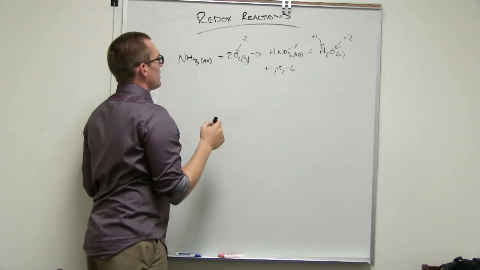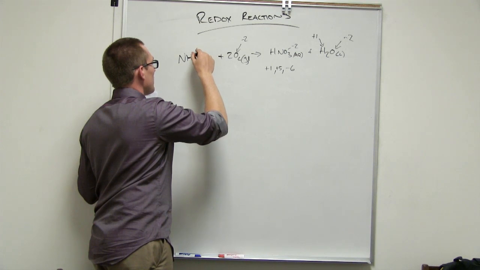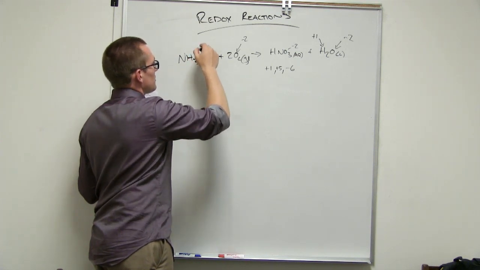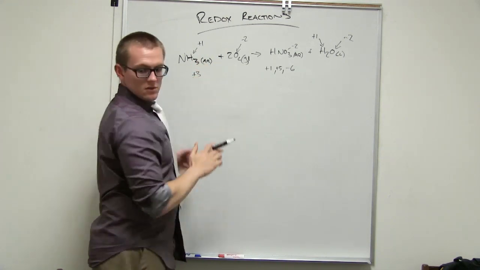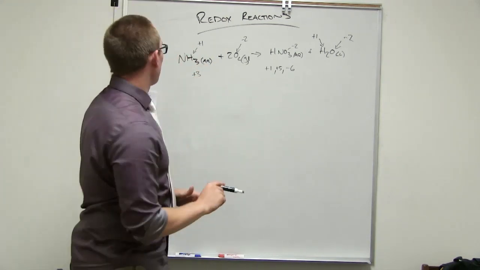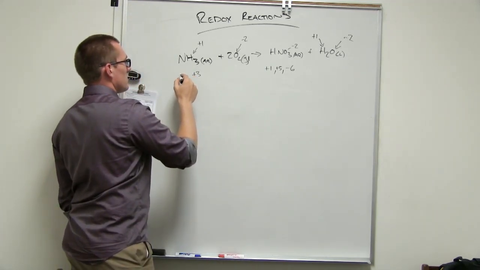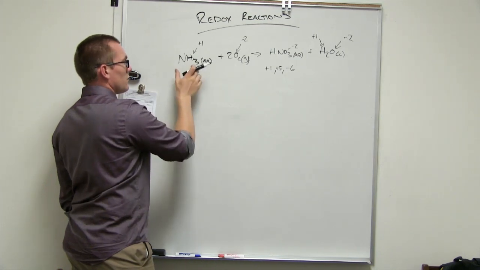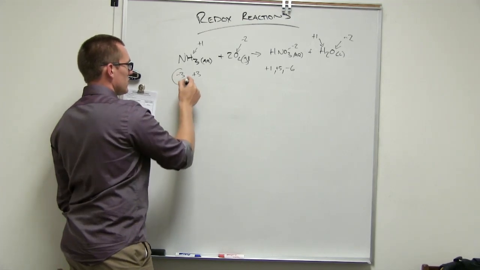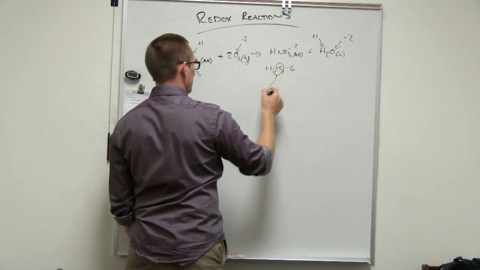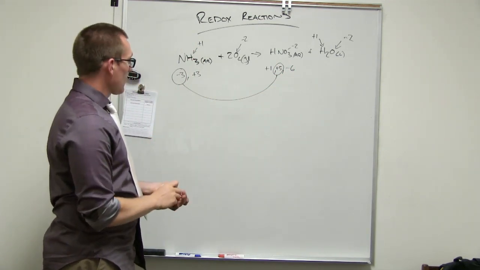If we look at this one, this hydrogen is always +1, and there are 3 of them, so this is +3. That would make this nitrogen have to be, if we want the total to be 0, a -3. And so this number and this number are different. The nitrogen lost electrons.